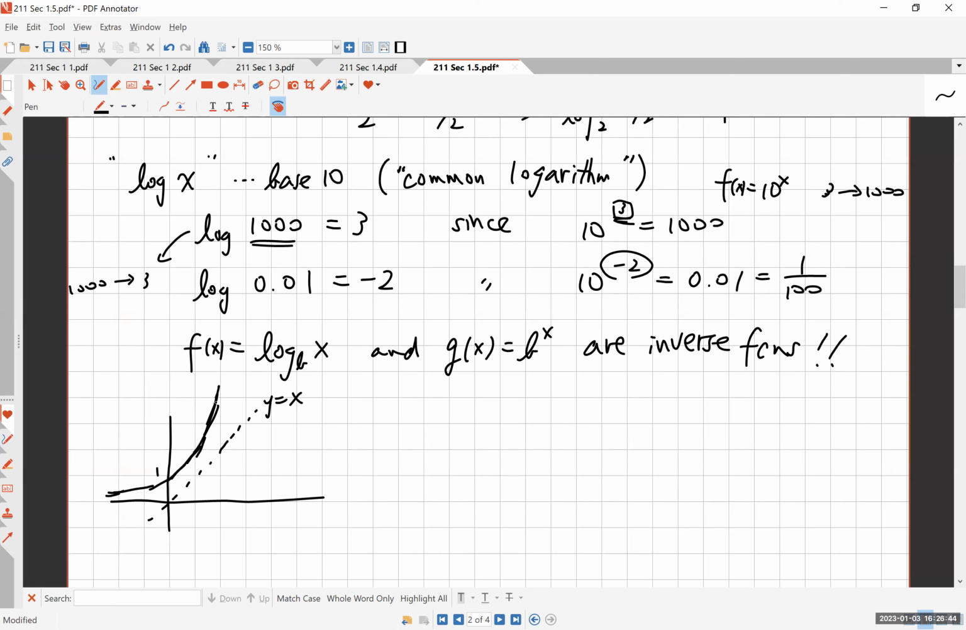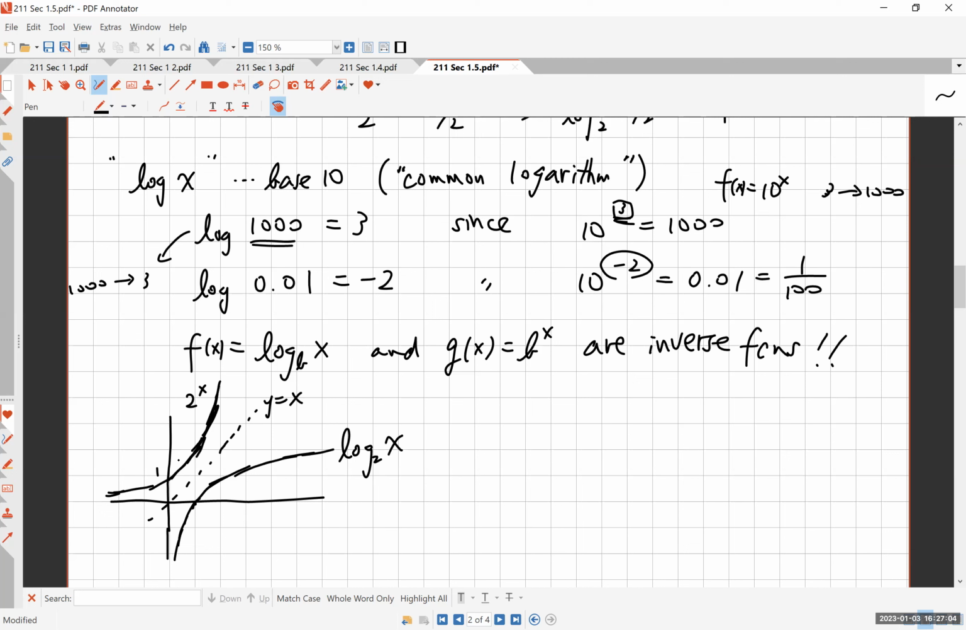Okay, so this is 1. This is 2 to the x. If I were to do the log base 2 of x, it's going to go through 0, 1, and it's going to be a very slowly growing function. And this will be log base 2 of x, and they're going to be symmetric with each other.